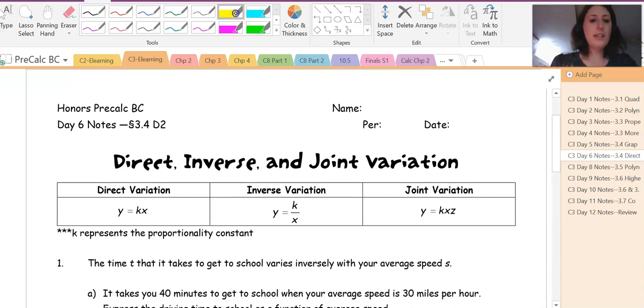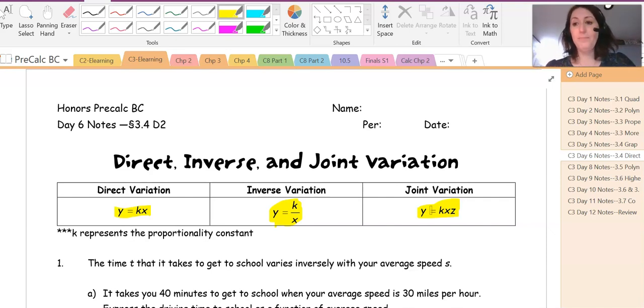We have direct variation, y equals kx, inverse variation, y equals k over x, and joint variation is basically the same as direct variation. You just have more than one variable going on. k is a constant. It is not a variable. It's called the proportionality constant. Whenever you hear something is directly or inversely related, or proportionally related, this is referring to some sort of direct, inverse, or joint variation.